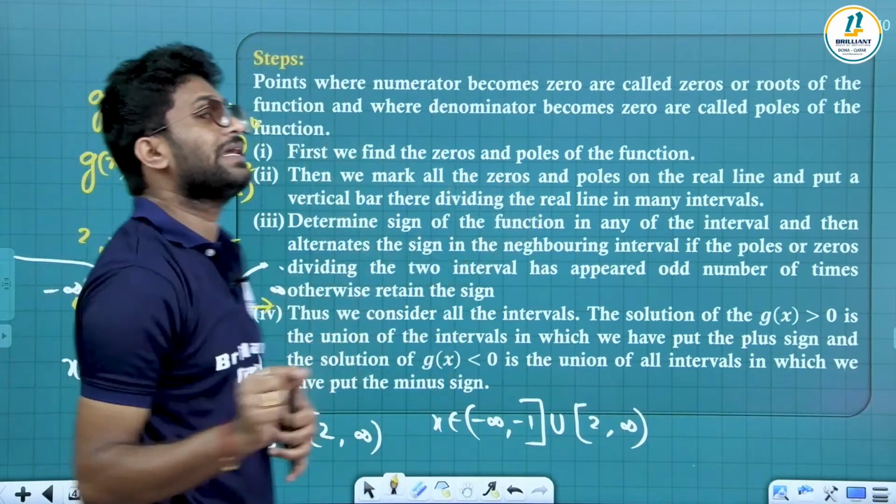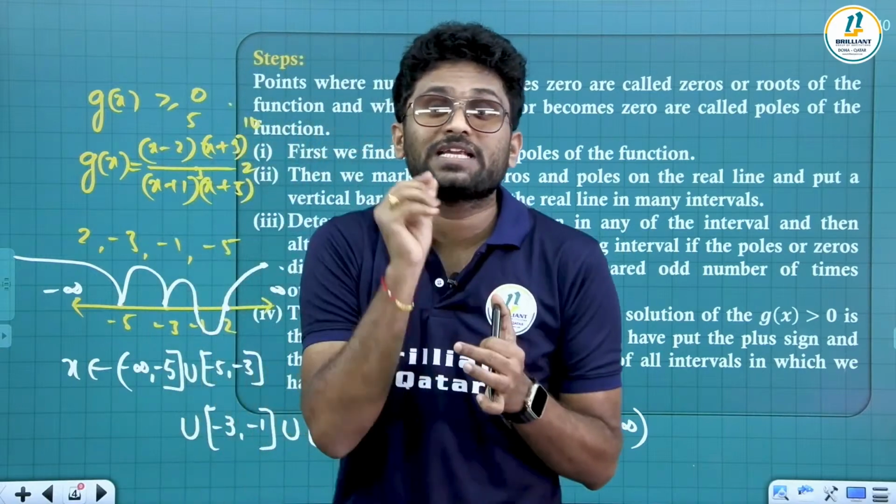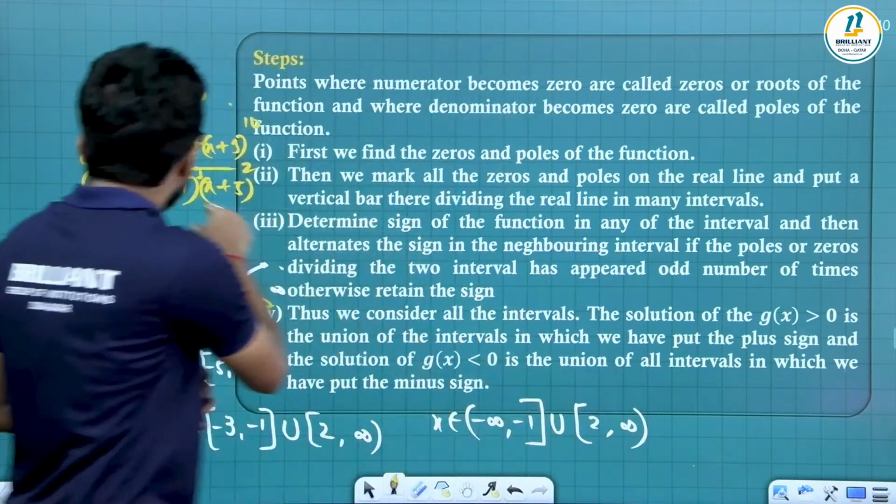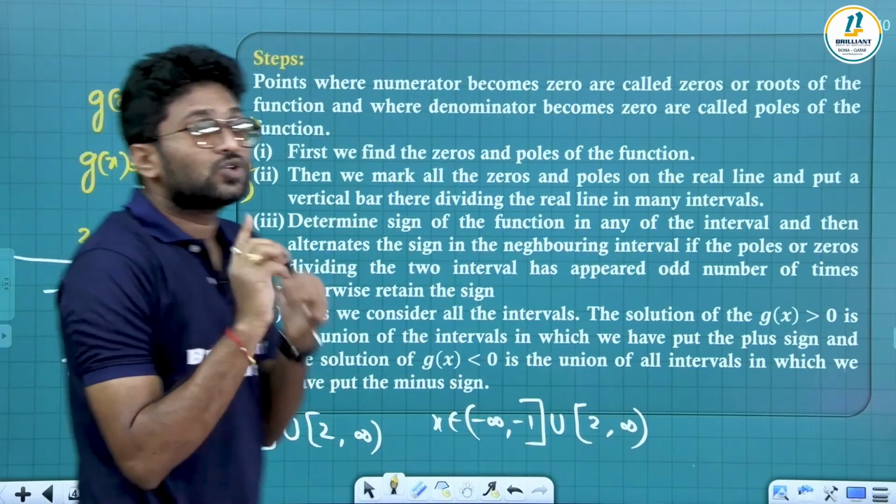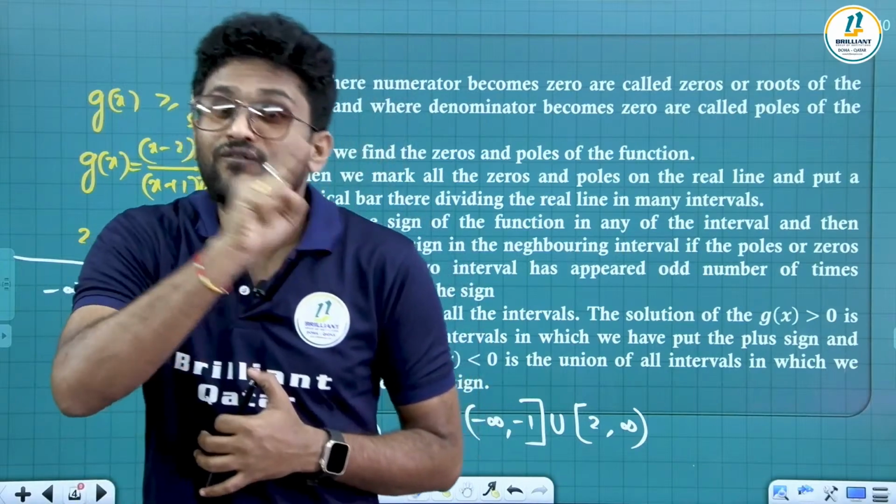Denominator poles shouldn't be included in the solution. That means the denominator, these -1 and -5, should never be included in the solution.